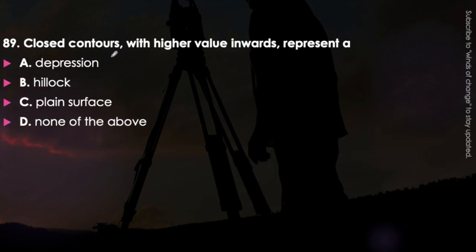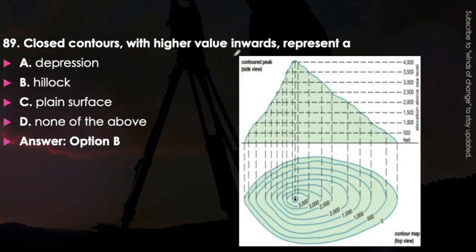Next question. Closed contours with higher values inward represents a depression, hillock, plane surface, or none of the above. Just think about it. Since higher values are inward in the closed contour, what will it represent? Very easy question. It will represent a hillock, that is option B will be the correct answer. You can see here the hillock. In case of the hillock, the contour will be defined like this.